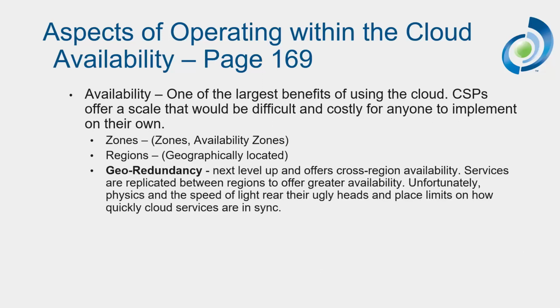And then we have geo redundancy. That's the next level up. Offers cross-regional availability. Services are replicated between regions to offer greater availability. Unfortunately, physics and the speed of light rear their ugly heads and place limits on how quickly cloud services are in sync. So what that's saying is, right now, if I build a server and I want to fail over to another server, I'm probably going to do it within the same region because that's how I could do it and make it invisible to the user.